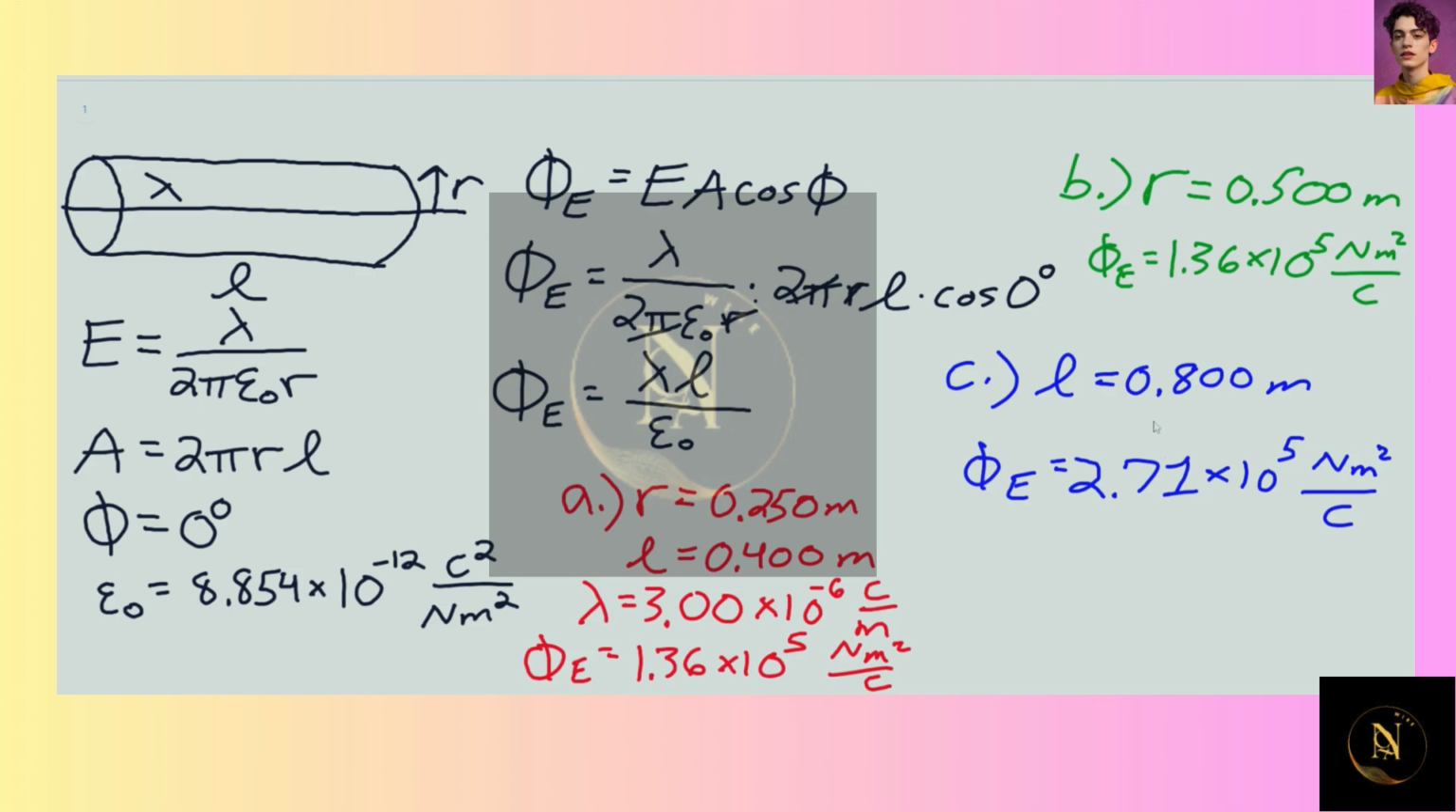And then part C asks us if the length is increased to 0.800 meters. That's just the exact same calculation again, exact same lambda, exact same universal constant. That hasn't changed. All that's changed is the length that we've plugged in. So plug in L equals 0.800 meters, and that gives us a final answer of 2.71 times 10 to the 5 Newton meters squared per coulomb for part C.